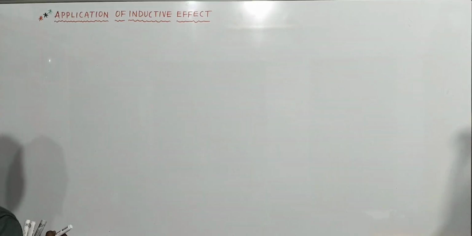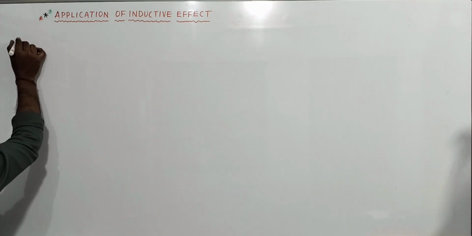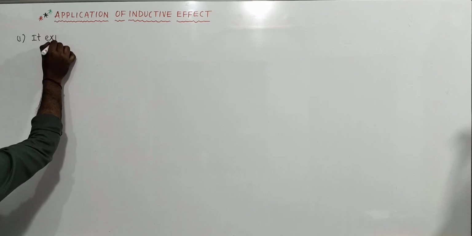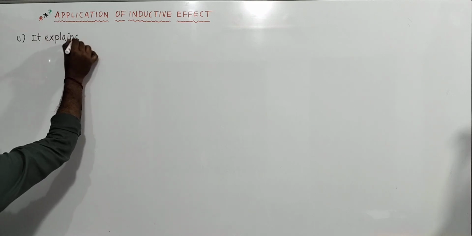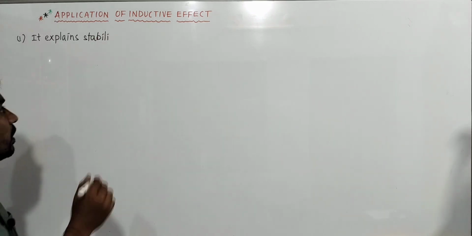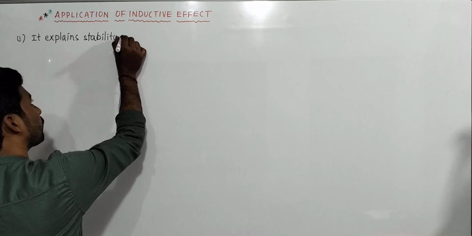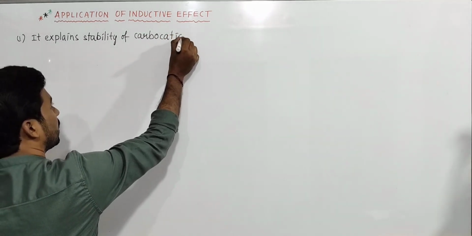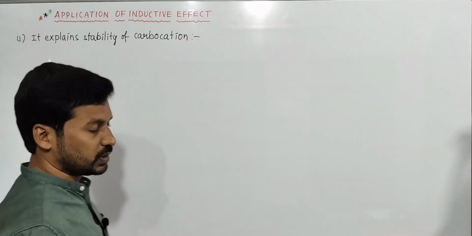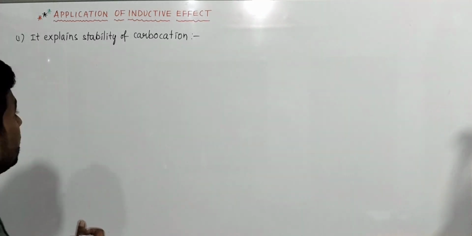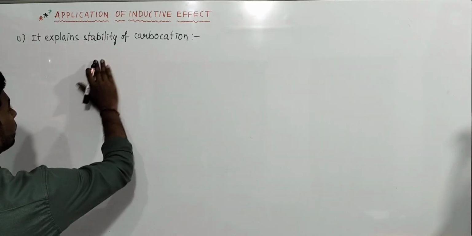So the first application is that it explains stability of carbocation. What is carbocation? The species in which carbon carrying positive charge is carbocation. So the stability of carbocation is explained by inductive effect.